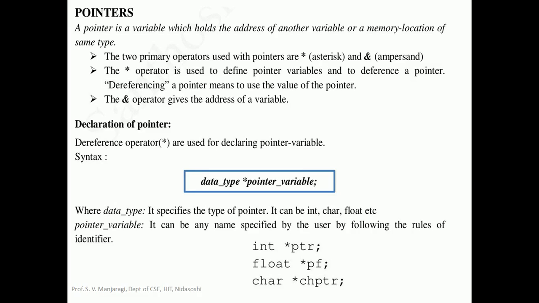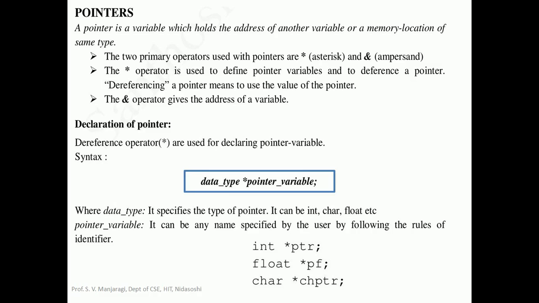We know that basically a variable is used in the program to store a value, but a pointer is a variable, it's a special type of variable which is not holding the value, instead it is holding the address of another variable of the same data type.